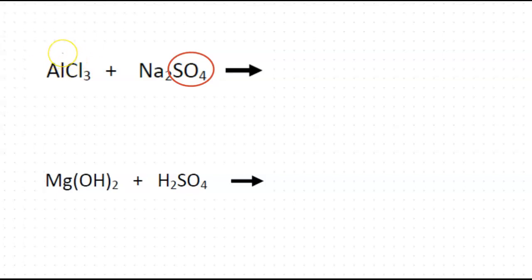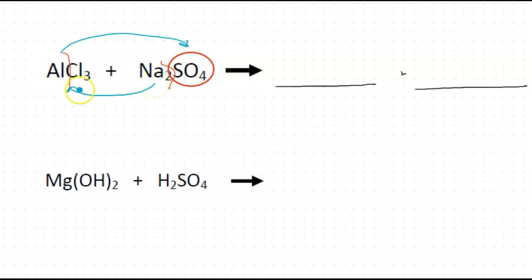We have to remember that the aluminum and the chlorine are going to break apart, and that the sodium is going to break apart from the sulfate. So I'm going to split and switch, and for this I'm going to get two new ionic products. Remember that the outsides are going to partner together and the insides are going to partner together. So my outside aluminum and sulfate are going to partner, and my inside sodium and chlorine are going to partner together.